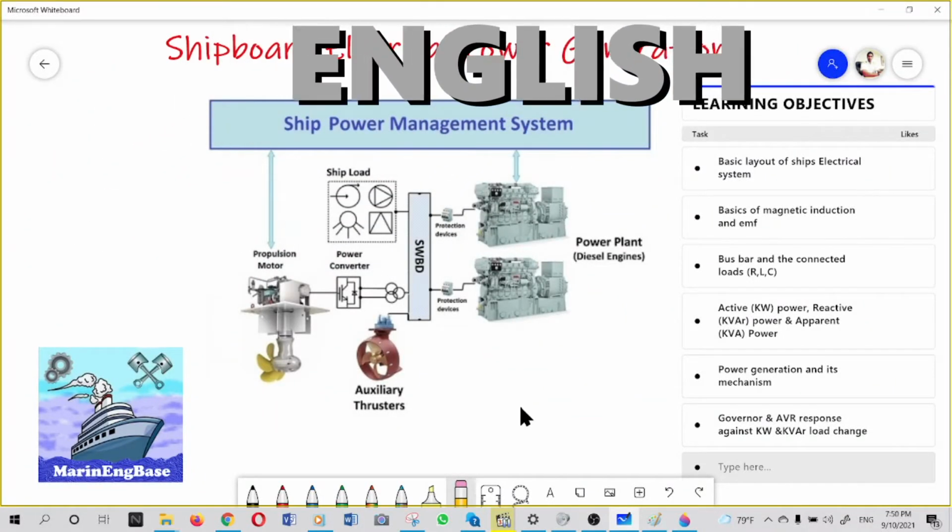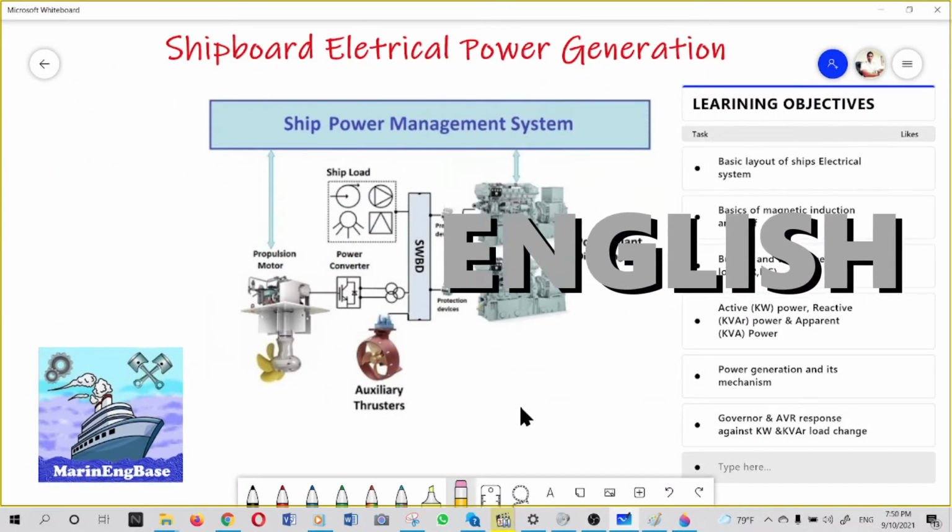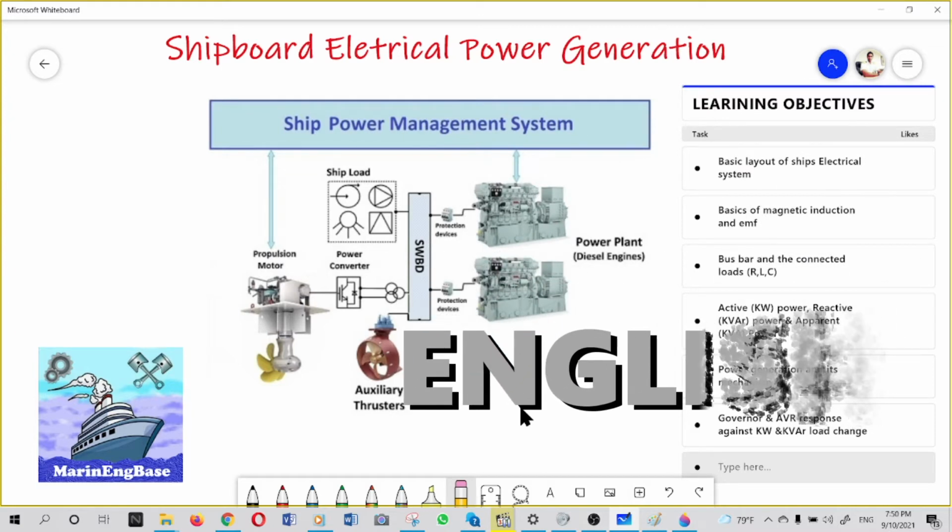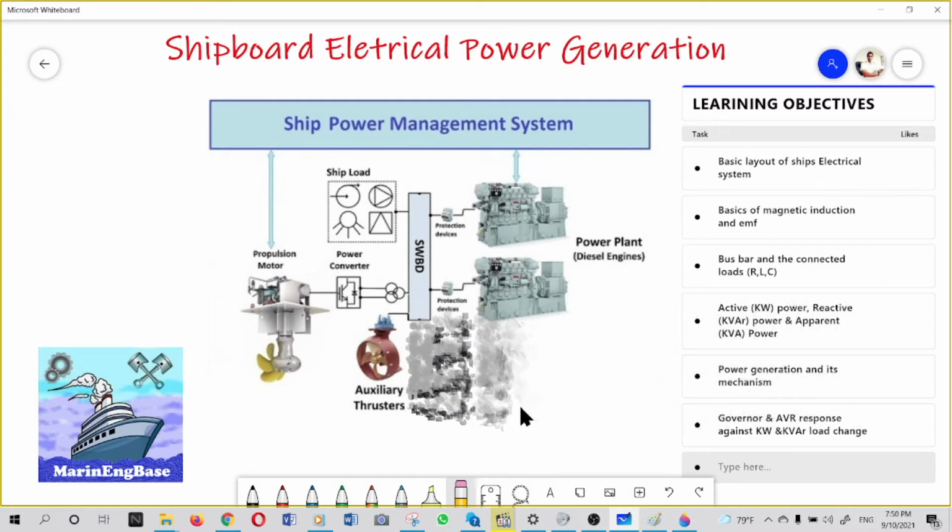Today from Marine Engineering Base, we are going to discuss shipboard electrical power generation. For easy discussion, there are a few learning objectives. First one, basic layout of a ship's electrical system. Then basics of magnetic induction and EMF.